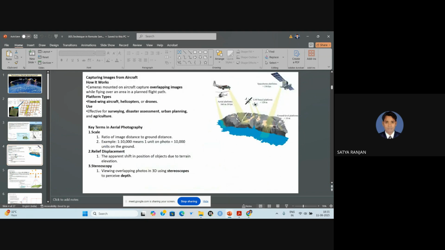Then scale. Scale is important in aerial photographs and other satellite images also. It is the ratio of image distance to ground distance. So if 5 centimeter is the image distance, then 5 kilometer is the ground distance. Then the scale ratio is 5 centimeter divided by 5 kilometers, so maybe it is 1 is to 10,000 or 1 is to 20,000. So these types of scales are used in mapping.